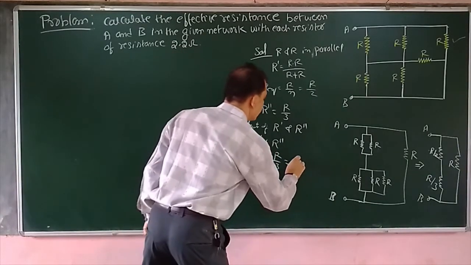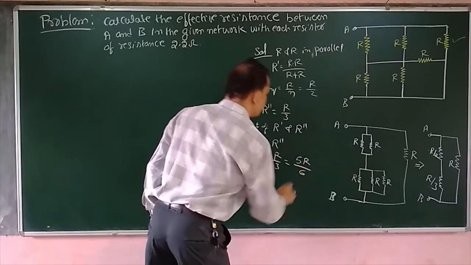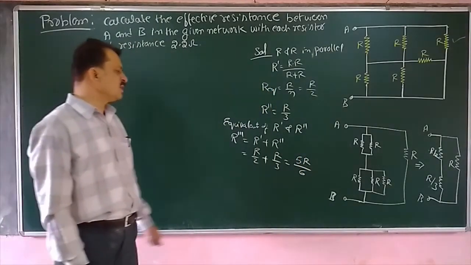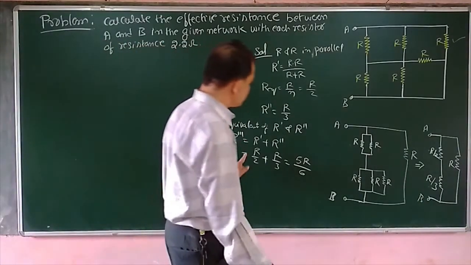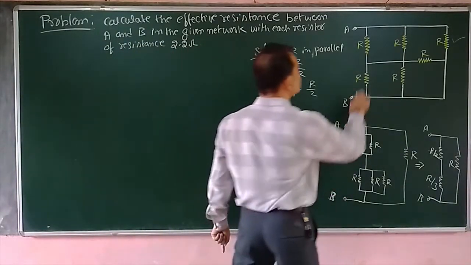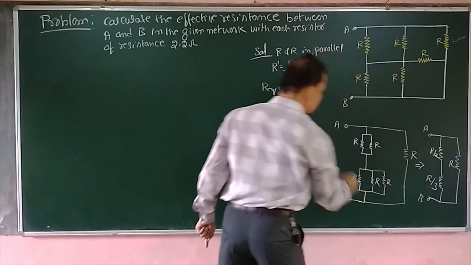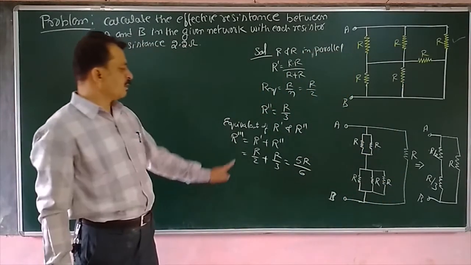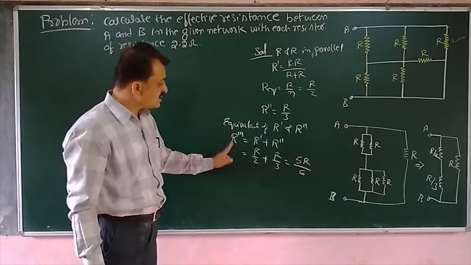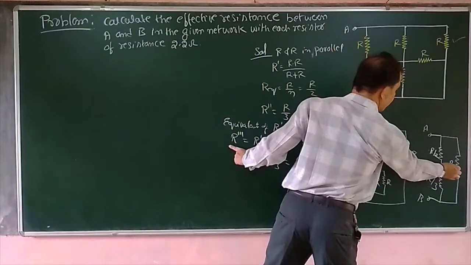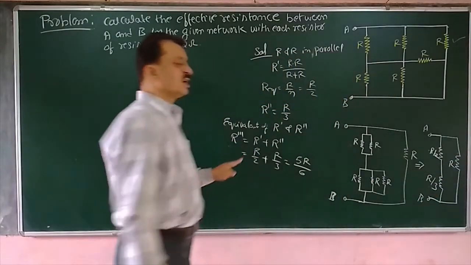Therefore 6 is the LCM. If I simplify, I will get 5R by 6 ohms. Now this is the equivalence of this branch. This one, this one, this one, 5 resistors. Now this R triple dash resistor is in parallel with the last resistor R.